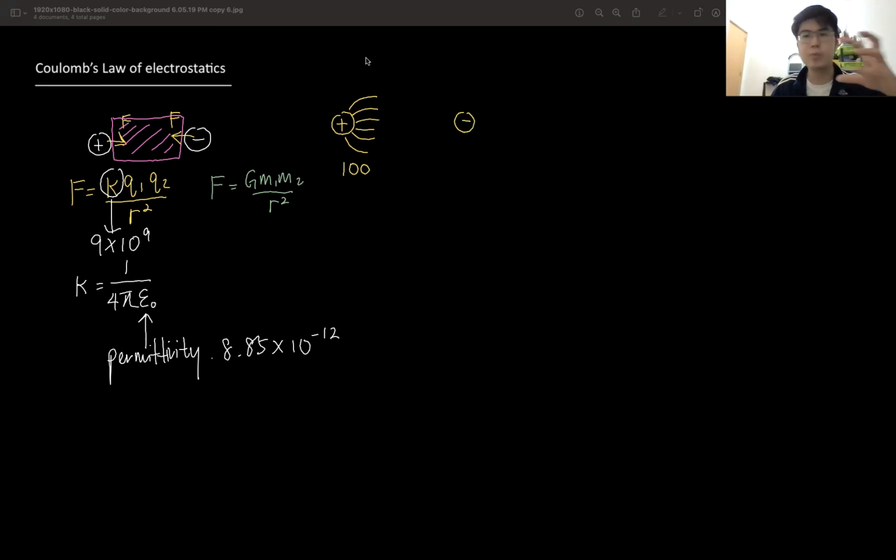This force has to pass through the medium, right? But how much force can go through this medium? Is it going to be 100 that can go through, or half of it? How much force can go through depends on the ability of the medium, whether it allows it or not. Or we can say whether the medium absorbs the force or not.